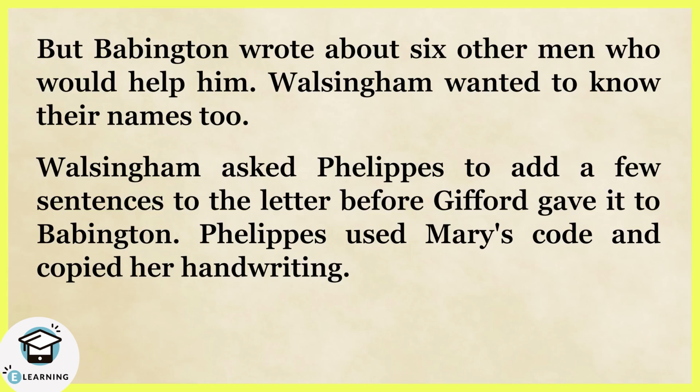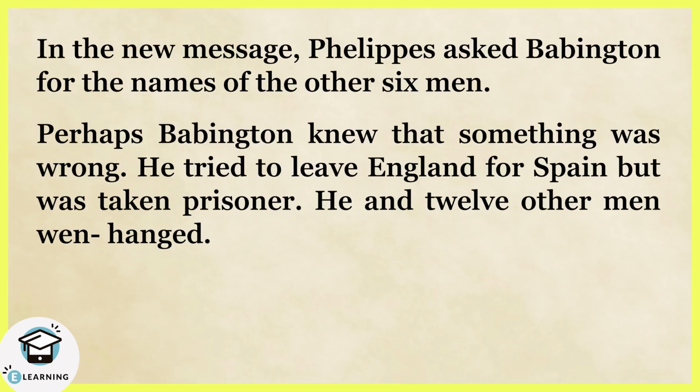Walsingham asked Philippes to add a few sentences to the letter before Gifford gave it to Babington. Philippes used Mary's code and copied her handwriting. In the new message, Philippes asked Babington for the names of the other 6 men. Perhaps Babington knew that something was wrong. He tried to leave England for Spain, but was taken prisoner. He and 12 other men were hanged.